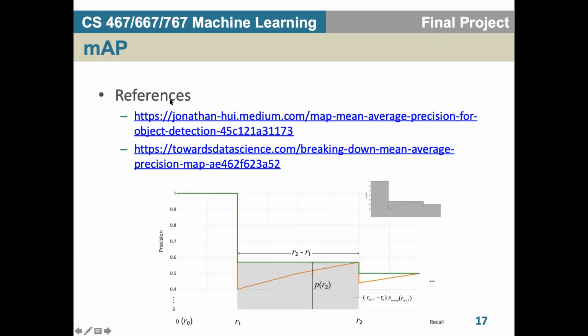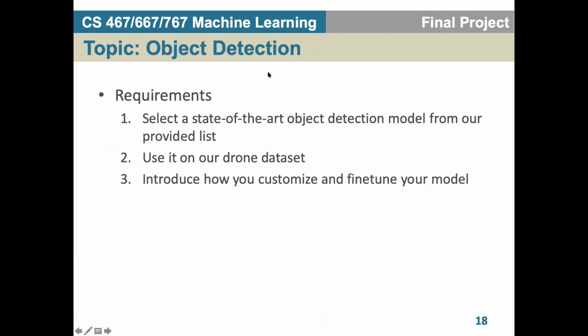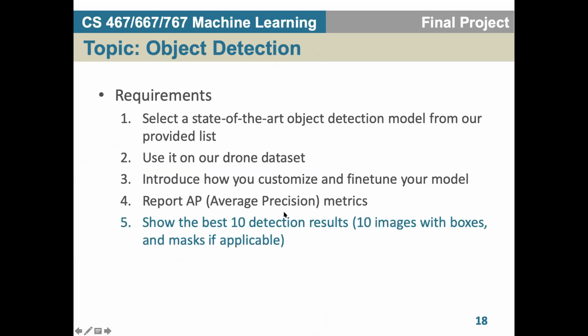And so this is the definition of average precision. You can take a look at it. I think the first one is good. The second one has a little more detail, but as long as you read the first one, you will understand the whole story. The last one is show best results, 10 best results.